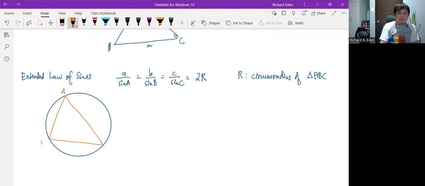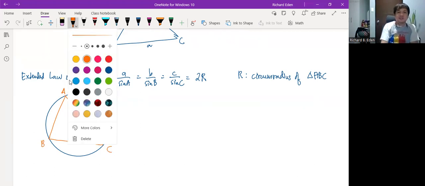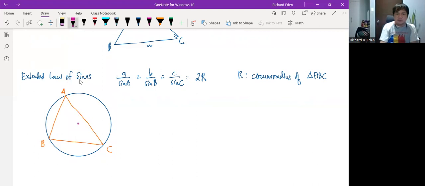This is A, B, C. Suppose this is the center, O. Let D be a diameter, so of course it will have to pass through O. And then connect D and B.